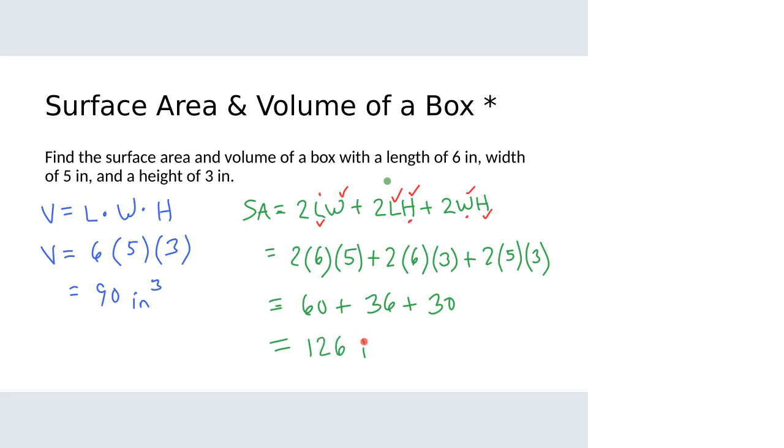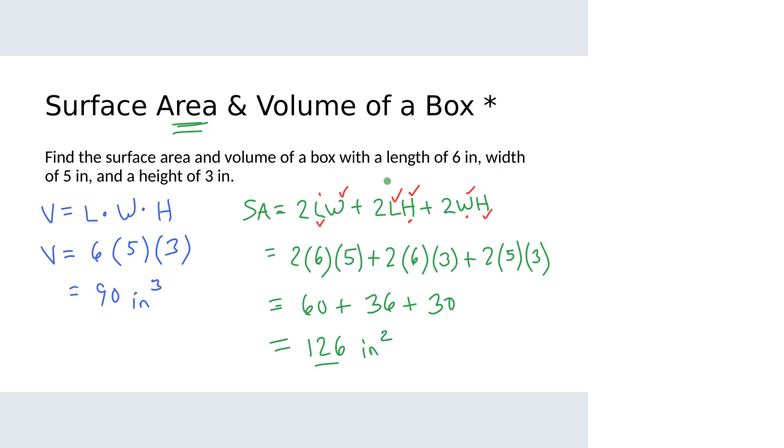This would be square inches because we're talking about surface area. Your answer would just be the 126. So the surface area is 126 square inches. The volume is 90 cubic inches.